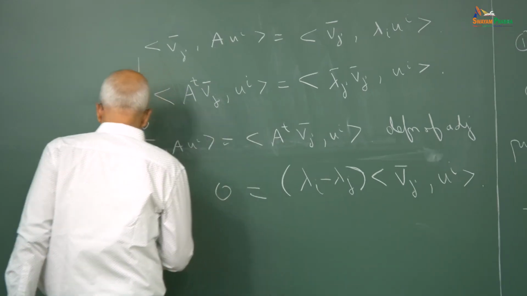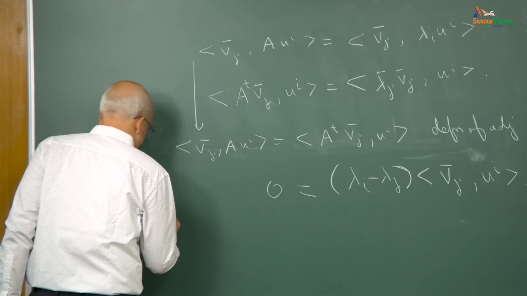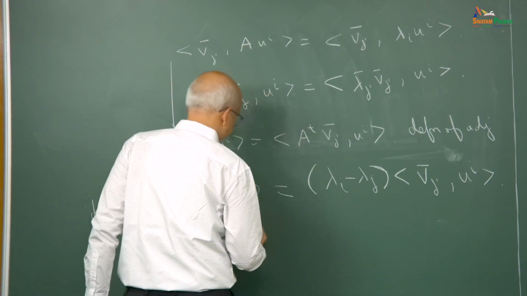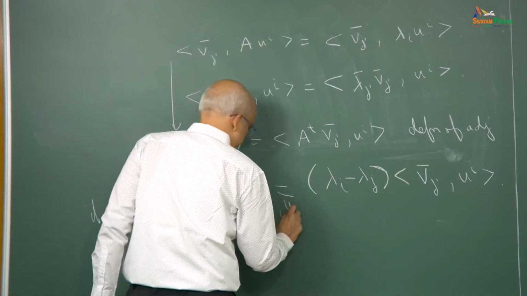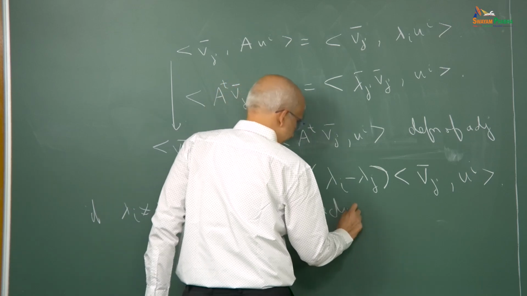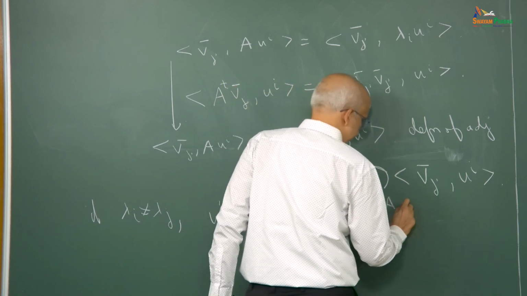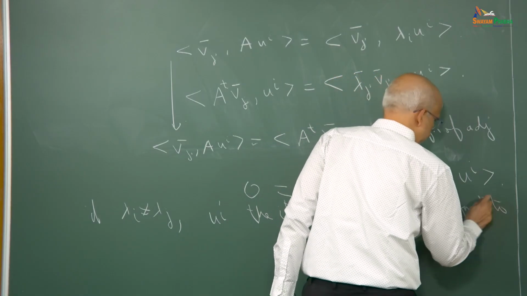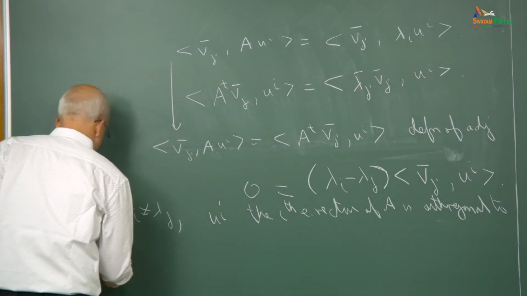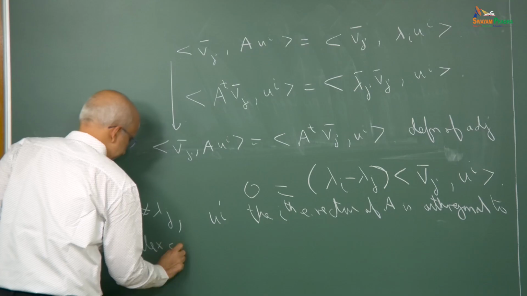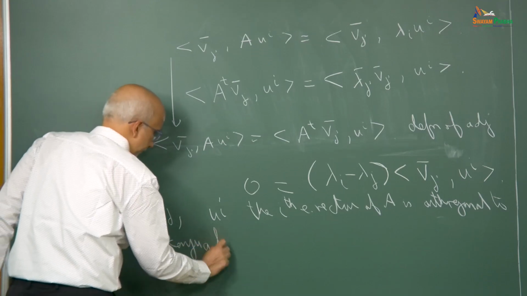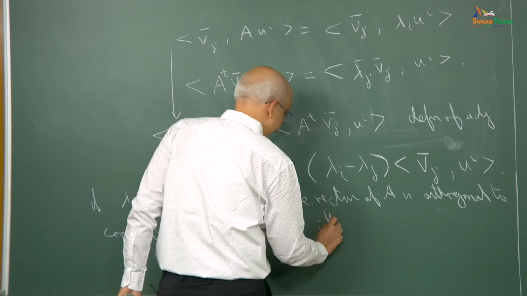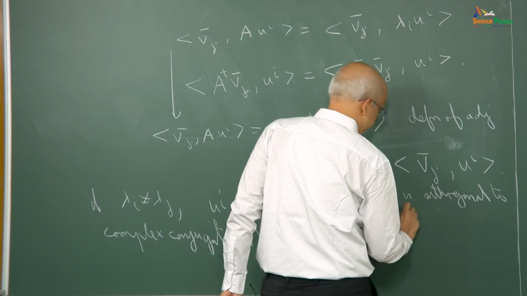So, if lambda i is not equal to lambda j, ui, the ith eigenvector of A, is orthogonal to the complex conjugate of Vj, the jth eigenvector of A transpose.